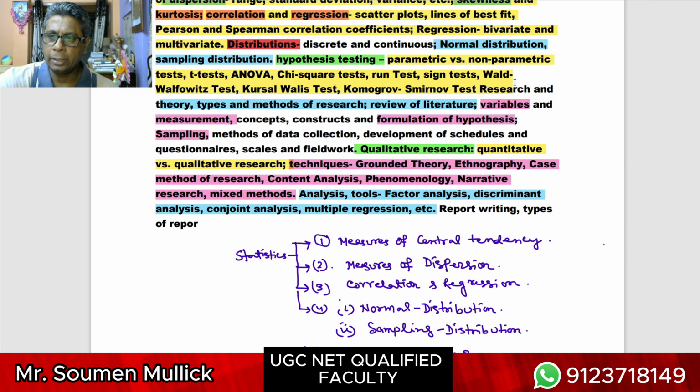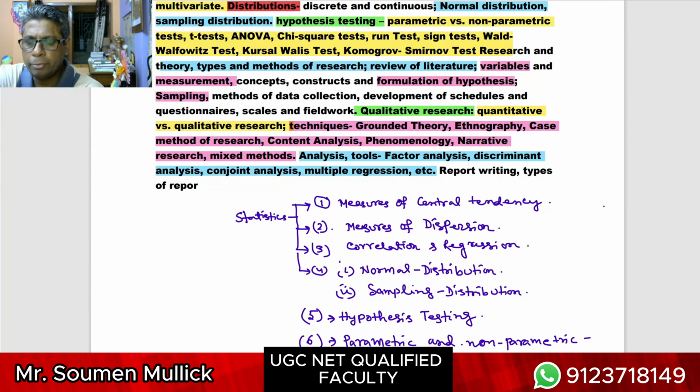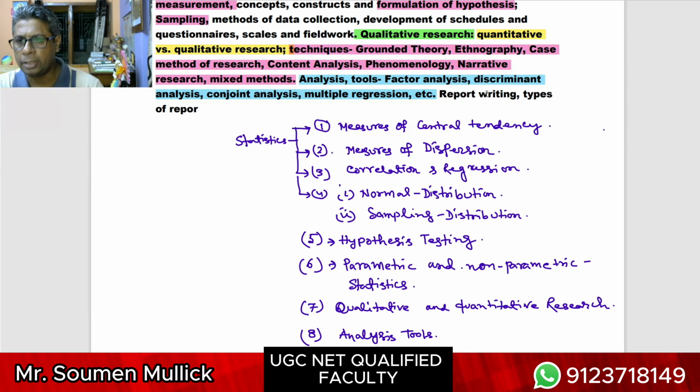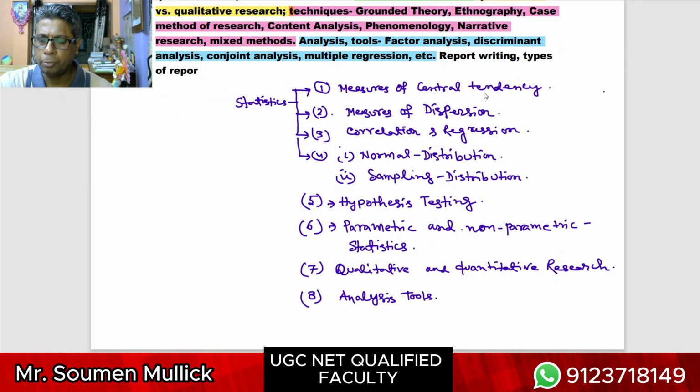Next, you will get questions from research: review of literature, type of research, theory, variable, measurement, scale of measurement, formulation of hypothesis, hypothesis testing, hypothesis error, sampling, type of sampling, sampling testing, qualitative research, next quantitative research. Another important area under qualitative research is different theories, grounded theory, ethnographic theory. You will definitely get a question from this section. Different analysis tools, factor analysis, discriminant analysis, report writing, and type of report.